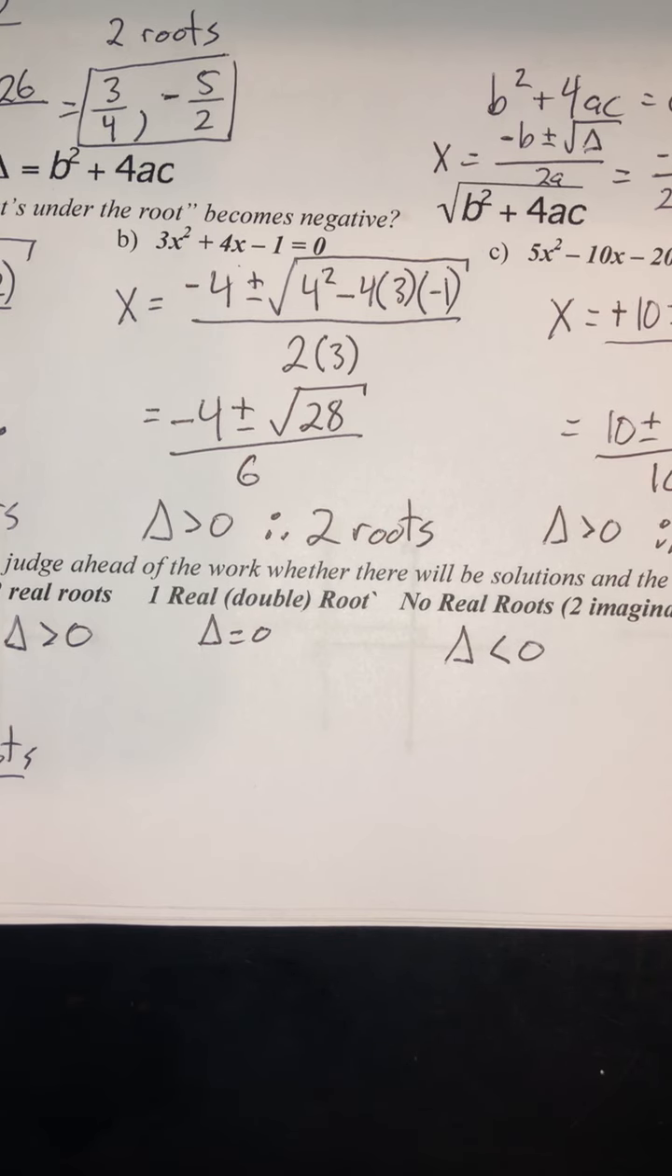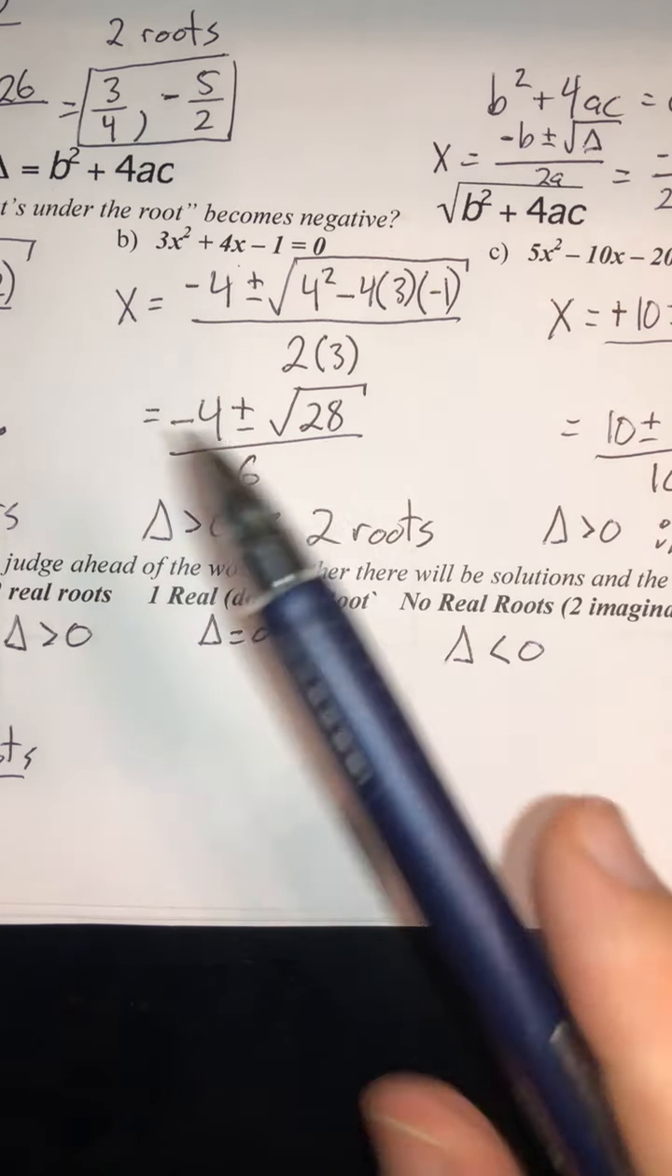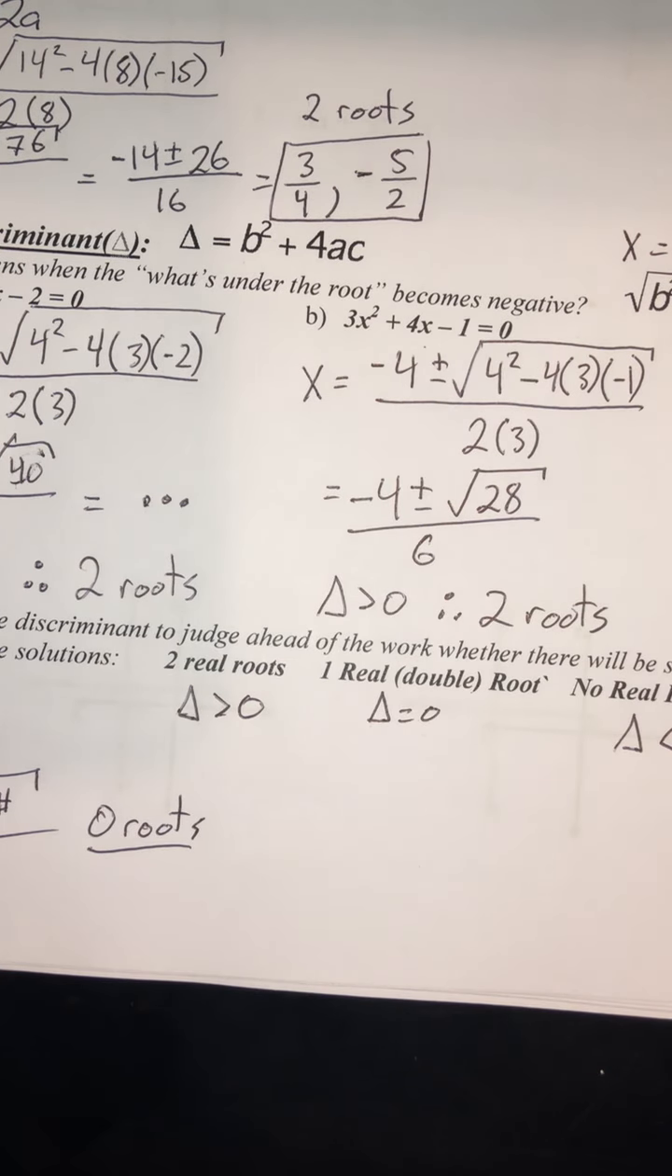If I ever ask you a question where I say, how many roots are there? And I don't ask you anything else, you can just simply look at this part that's under the square root. You can look at the discriminant and see what that is. If it's positive, 2 roots. If it equals 0, there's 1 root. And if it's smaller than 0, it's 0 roots.